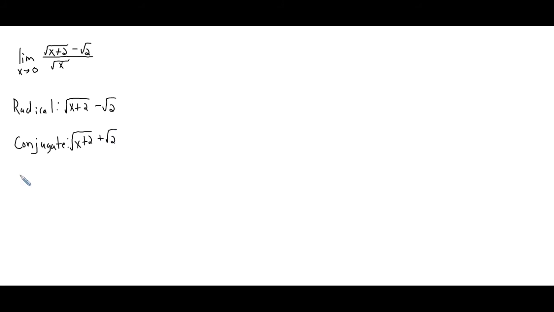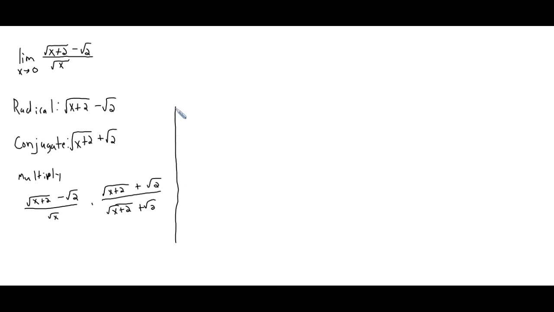It's that easy. Next, we multiply our original function by the conjugate divided by itself, which is, again, just a little sneaky form of 1. So we multiply the square root of x plus 2 minus the square root of 2 divided by the square root of x. That's our original function. We multiply that by the square root of x plus 2 plus the square root of 2 divided by the square root of x plus 2 plus the square root of 2. And if you, again, look at that second term, that's 1. That's just something divided by itself, so we're just multiplying the function by 1.